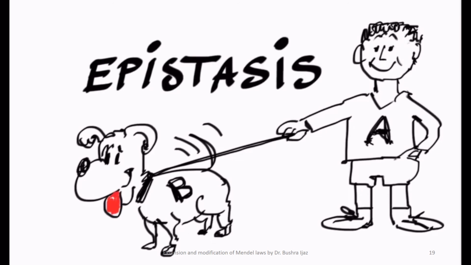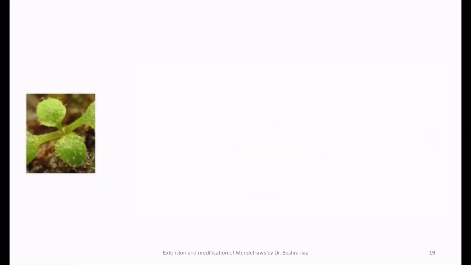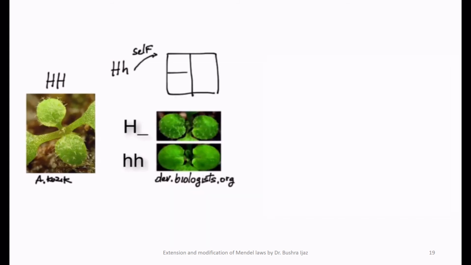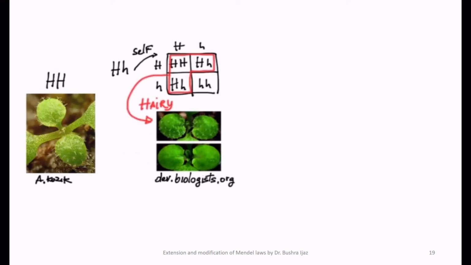Why is there epistasis? Well, epistasis can emerge in most single gene traits. Take, for example, formation of hair on the leaf surface of the plant Arabidopsis. A gene called H might have a recessive allele, little h, that confers hairless appearance. As predicted by Mendel, when heterozygous big H little h is selfed, we get a good 3:1 ratio of hairy to hairless. Is this a nice single gene trait?